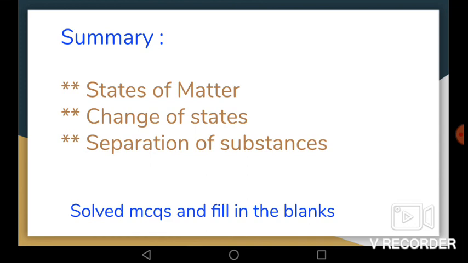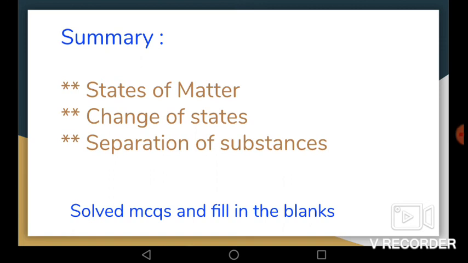Then the last method was sedimentation and decantation. During sedimentation, the liquid is left undisturbed for some time. The heavy insoluble solids settle down at the bottom. This process in which insoluble substances settle down is called sedimentation. Then the upper clear liquid is poured into another container without disturbing the insoluble substance. This process is called decantation. Mud and water can be separated by sedimentation and decantation.